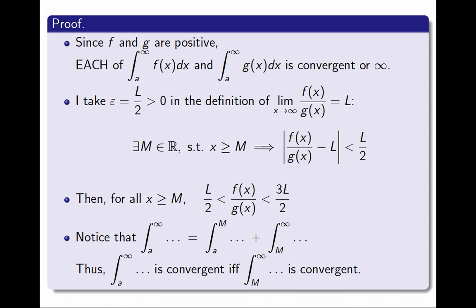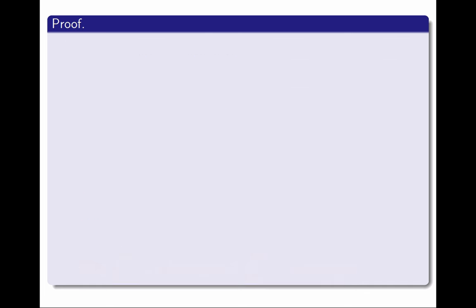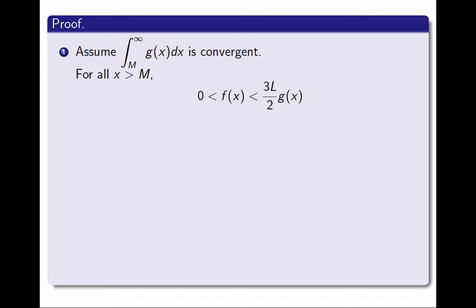Now with all of this, I need to prove that if one is convergent, so is the other, and vice versa. So I'll go in steps. First, I assume the integral from m to infinity, because I can, of g of x dx is convergent. Then I'm going to use this inequality, that for every x greater than m, f of x is less than the constant 3L over 2 times g of x, and that's just a constant multiplying. Now I use the basic comparison test, and since the integral of the bigger function is convergent, then the integral of the smaller function f must also be convergent.